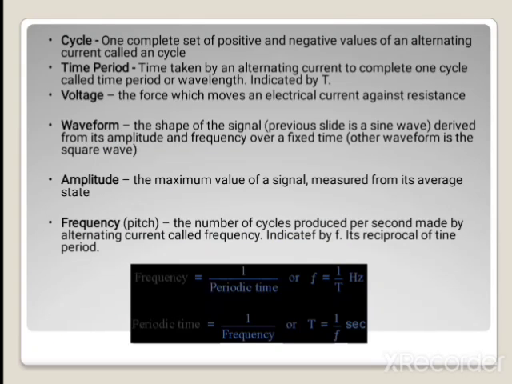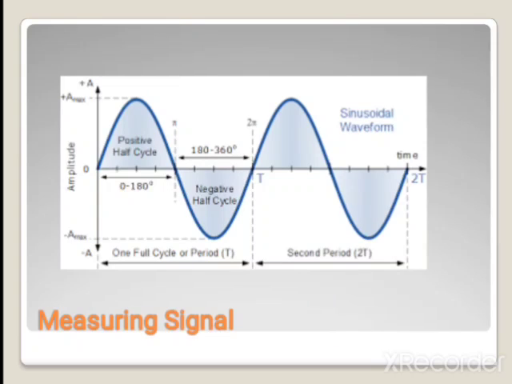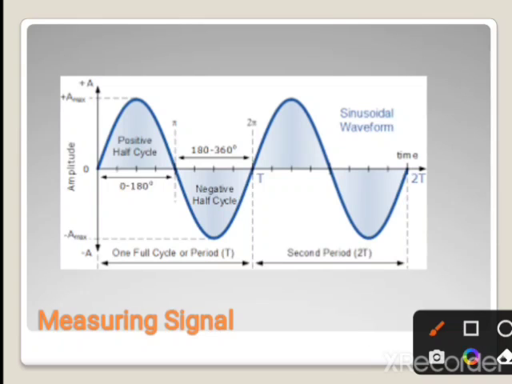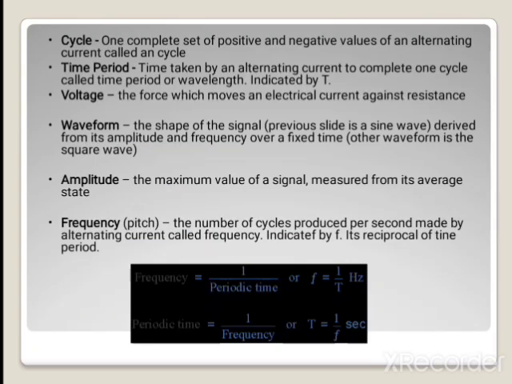Now frequency, the number of cycles produced per second by alternating current is called frequency. So it is an important term, what is frequency? As we know, the positive and negative components of an alternating signal are known as one cycle. Okay, so this is your one cycle. So now frequency means what? The number of cycles per second. This is called frequency.